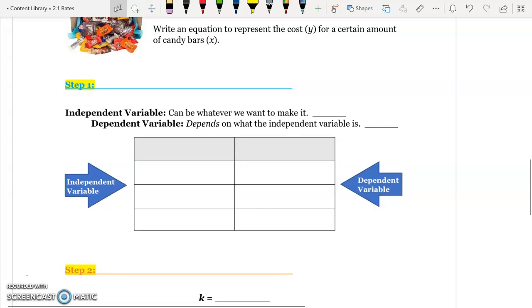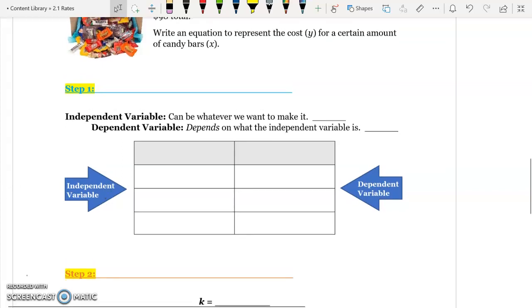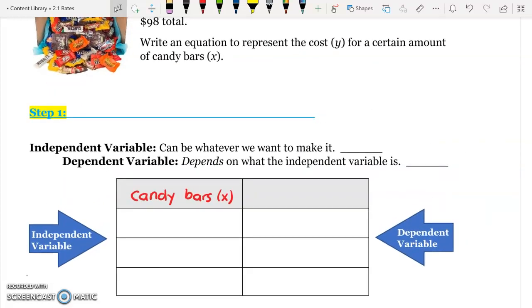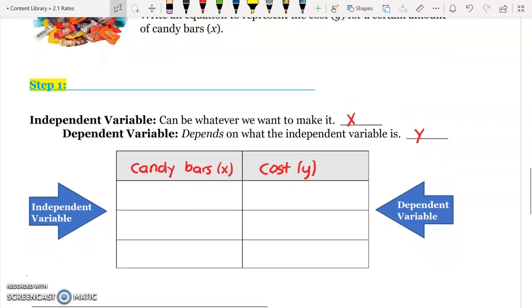So the independent variable is the one that we can make whatever we want. That's going to be our candy bars in this case, right? We could sell 10, we could sell 500. We can change that however we want. And that's going to be represented with the variable x in this problem. So that's our independent. Our dependent is going to be the cost, because the cost depends on how many candy bars we sell. If we only sell a few, the cost is going to be pretty low. But if we sell a ton, the cost will be pretty high. So that is the reasoning for that.